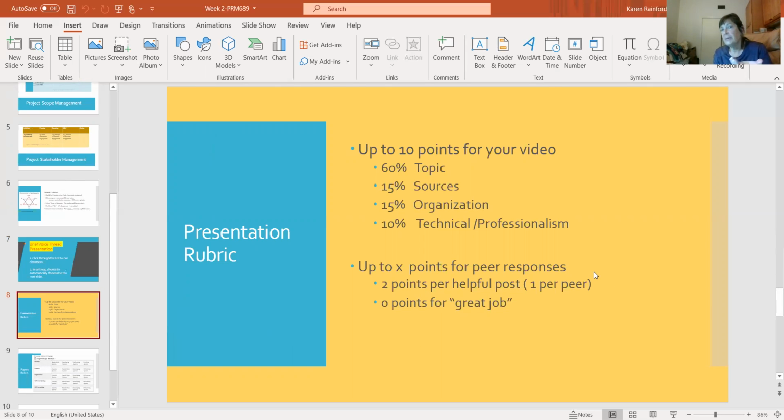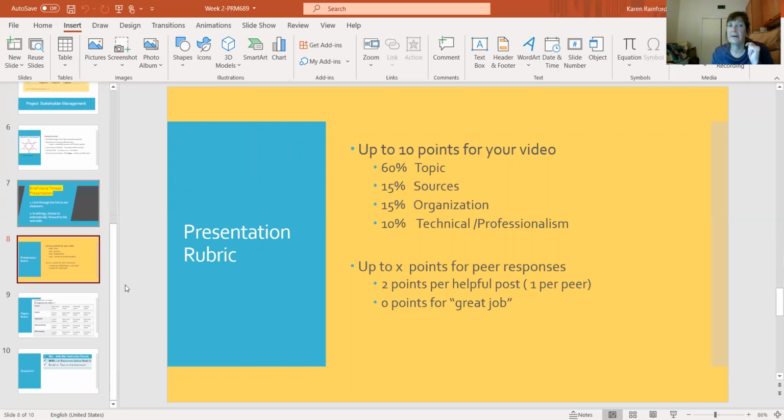In this presentation, about 60% of it is the topic. Are you talking about your project scenario in a specific way with good examples? Are you basing your concepts on sources? Is it well organized? Can we follow what you're saying? And is it professional looking? And I'm not sure that the points are exactly right for what's in the current class, that may not agree.